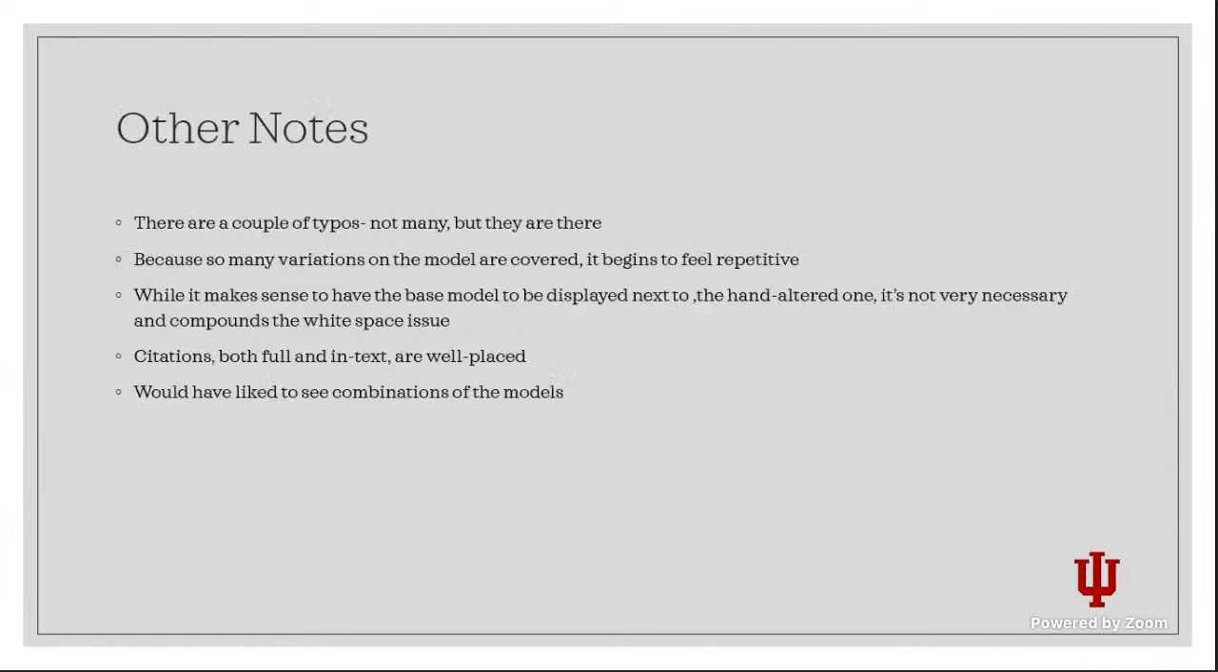Last, various other notes: there are a couple of typos, not many, but they're there. Because so many variations of the model are covered, it begins to feel repetitive as the same model elements are gone through again and again. And while it makes sense, I'm getting into nitpick territory, to have the base model displayed next to the hand-altered one, it didn't seem very necessary, and it compounds the white space issue. And then citations, both full and text, are well placed. I was impressed by that, so I guess I mentioned it twice.